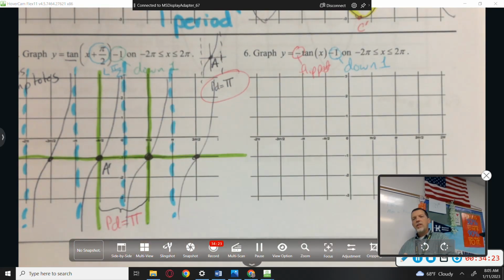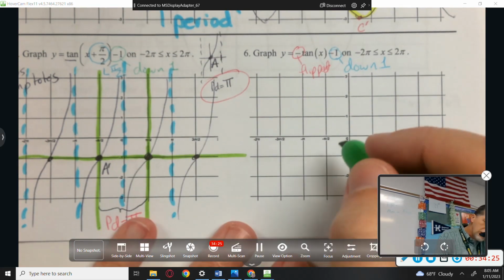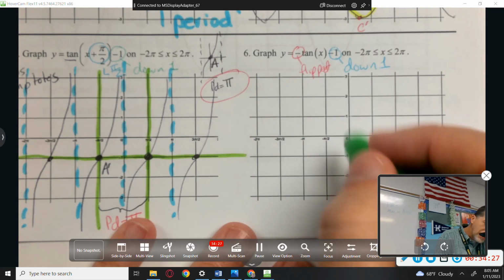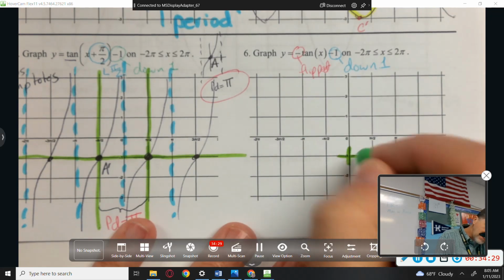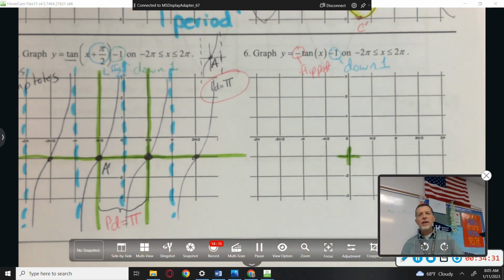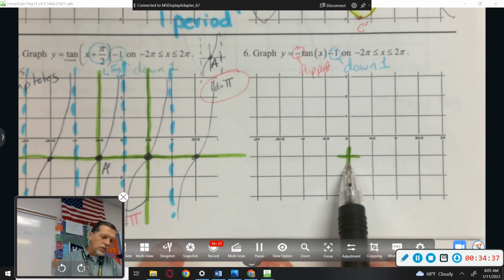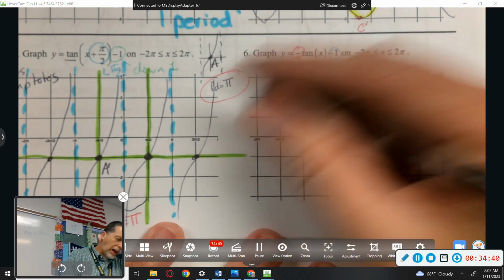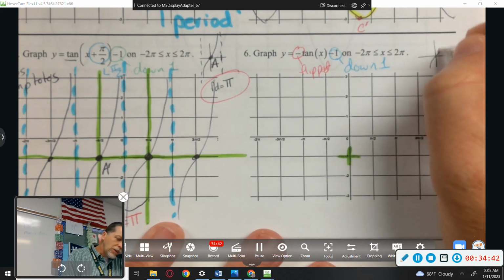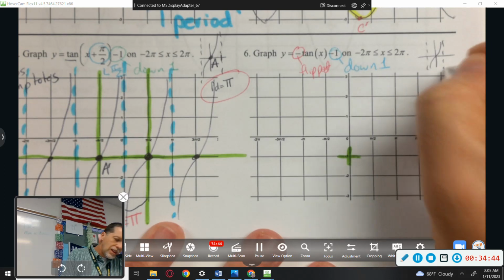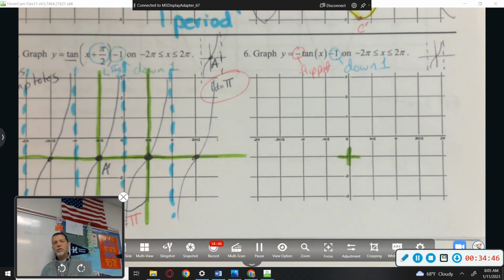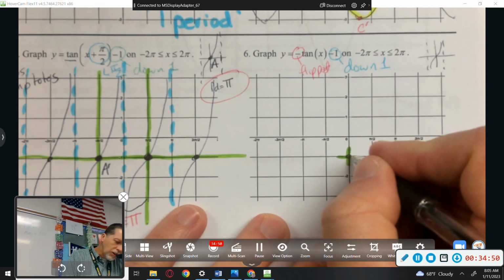Oh, I don't have a left-right shift, but I have a flip and down. I'm back to the little plus so I don't mess up my asymptotes again. Let's see, that's my new axis. Even though I just did a tangent, I'm still going to do a quick little picture of what tangent normally looks like. So I know there's usually a 0 right there.